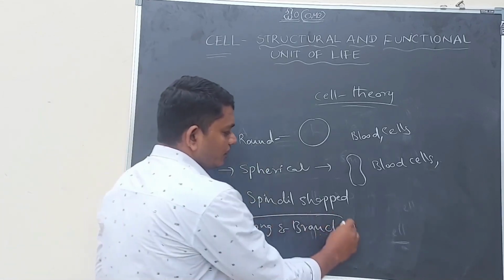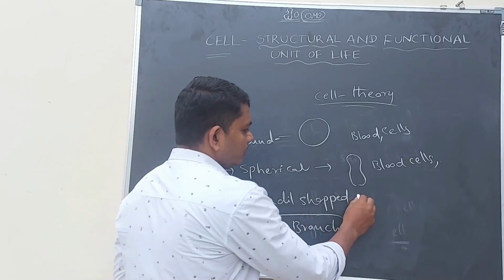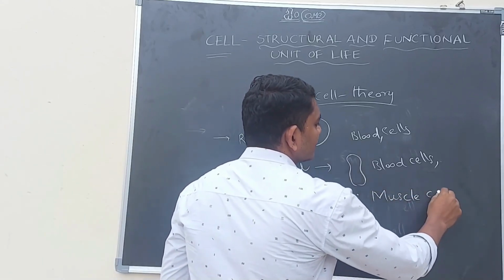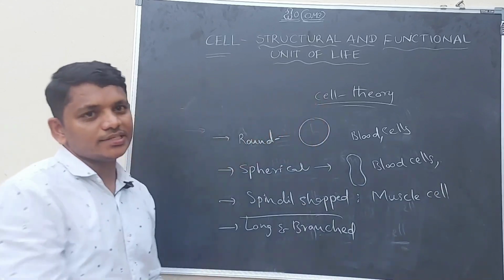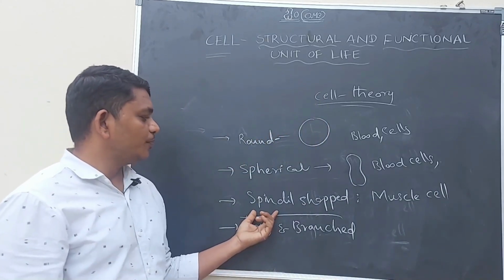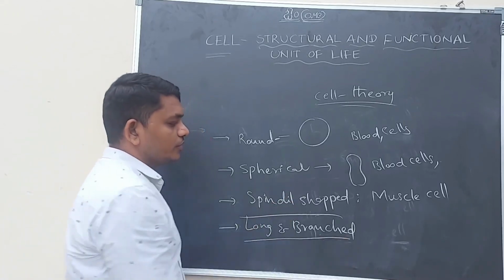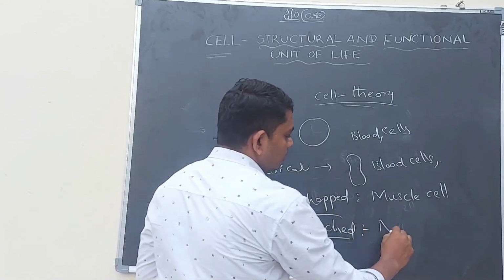And spindle shaped, the best example for the spindle shape is muscle cells. Cells in the muscles are the best examples for spindle shaped. And long and branched, an example is nerve cell.